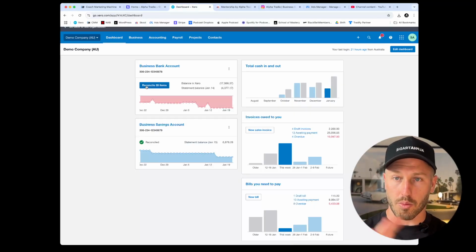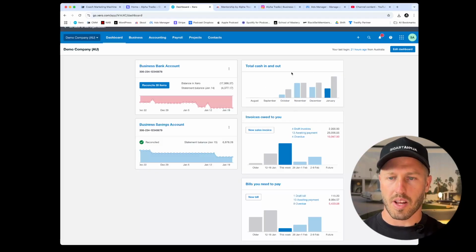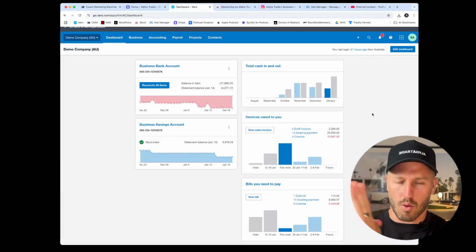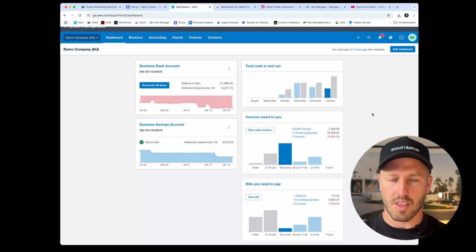But that will be a little bit later on. Just first, I want to explain to you what we can see here. So we've got our bank accounts on the right-hand side. We're going to make sure that we're bank recking and keeping that up to date to feed the information correctly. On the right-hand side, we've got our cash flow.